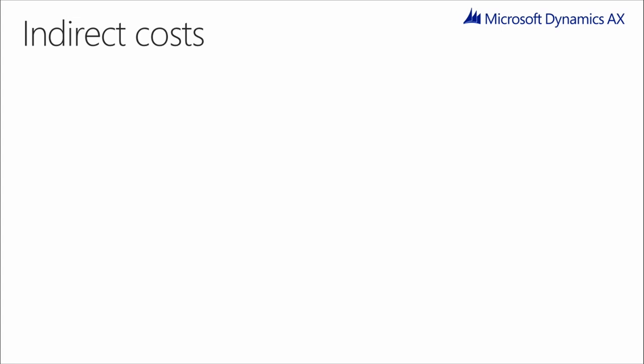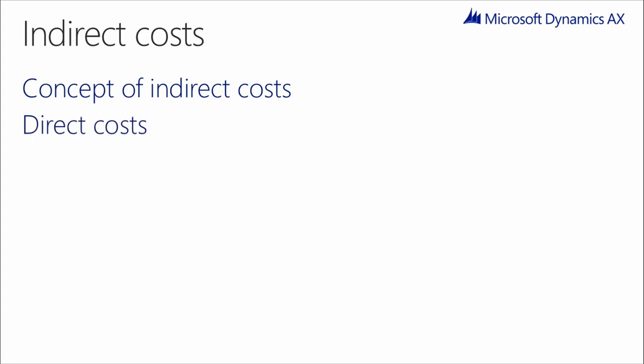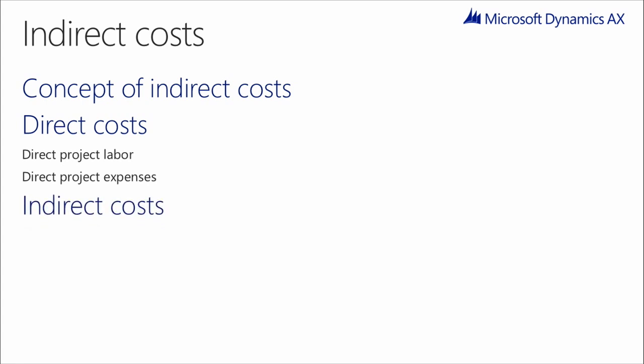The costs of a project-based organization can be broken down into two major classifications: direct costs, examples of which would be direct project labor, the hours that people work on a project, and direct project expenses, say the cost of traveling to and from the client site. Direct costs would be entered as timesheets or expenses, and then there's indirect costs.